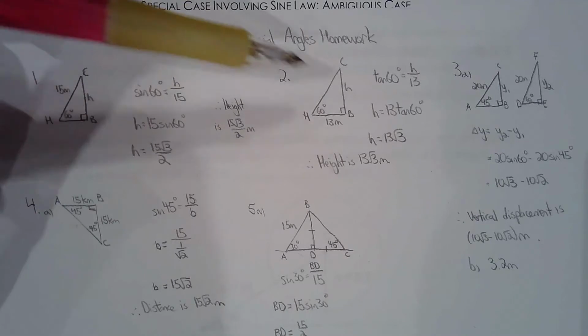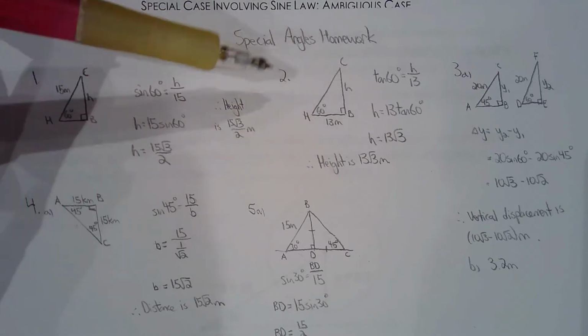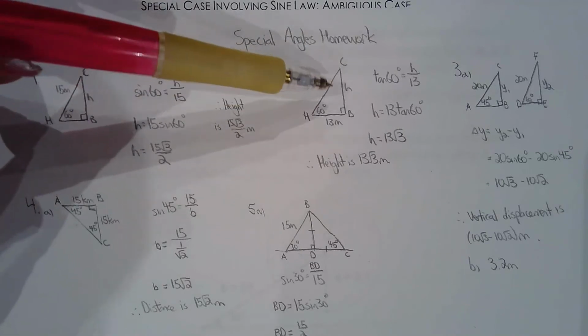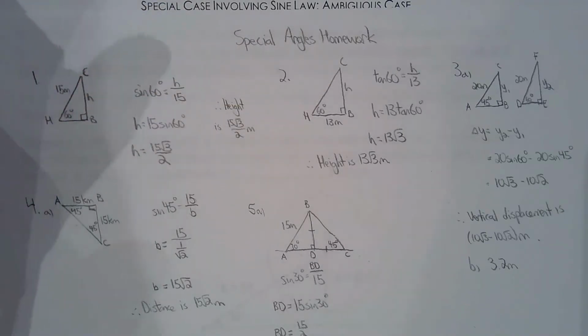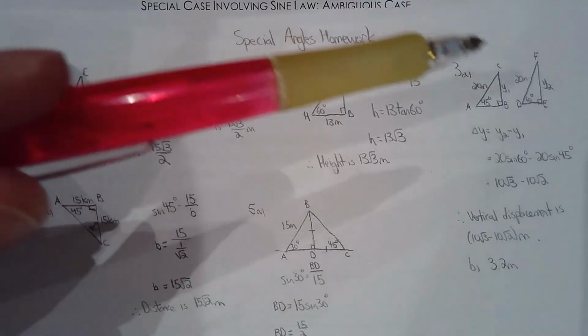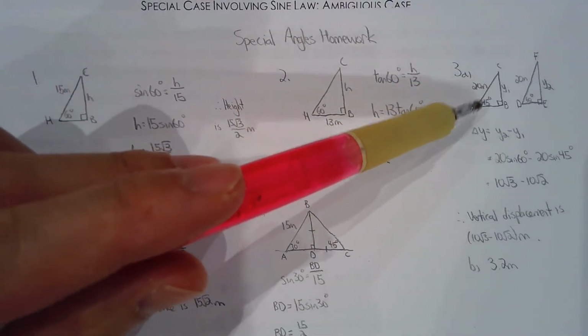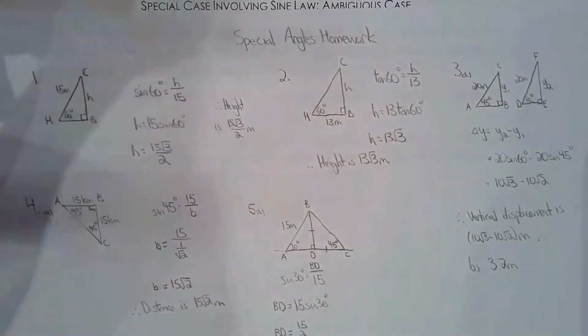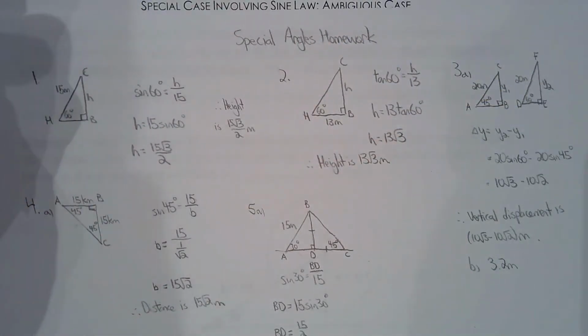For the second question, you have the same 60-degree angle, but instead of using a sine ratio, you're using the tan ratio because opposite over adjacent, and you can solve for the height. For question 3, you're changing the angle from 45 degrees to 60 degrees. So by calculating the change in height, you can calculate the vertical displacement.